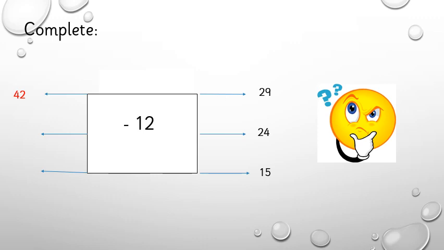So 24 plus 12 will equal 36. 36 minus 12 will equal 24. And lastly, 15 plus 12 will equal 27. So 27 minus 12 will equal 15.